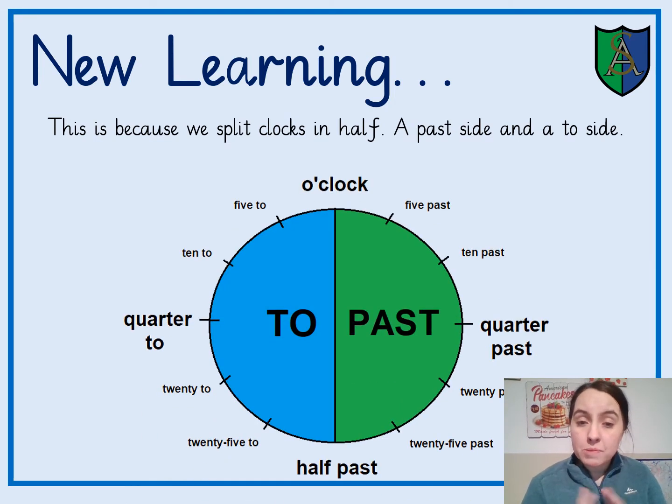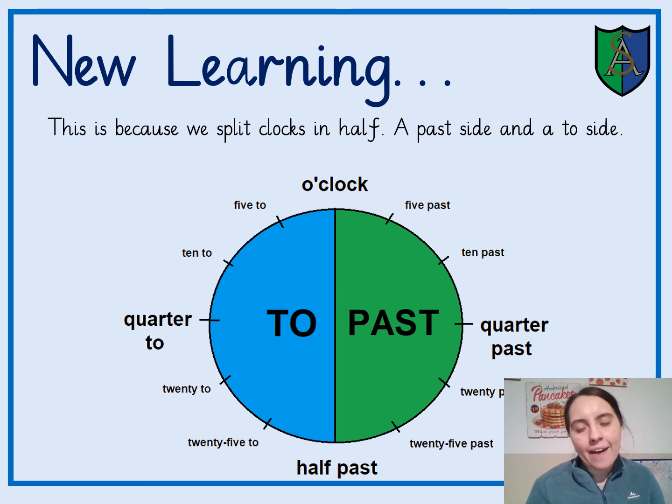So because we split our clocks in half, like I've just explained, we split it into a past side and a to side. So when we're talking about the past side, we're talking about how many minutes past the hour it's been, okay? But once it gets to half past at the very bottom of our clock, we start to think about the next hour that it's going towards, okay? So that's when we start to say that it's something to, okay?